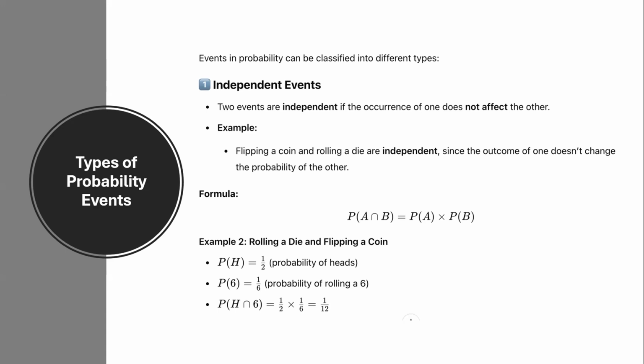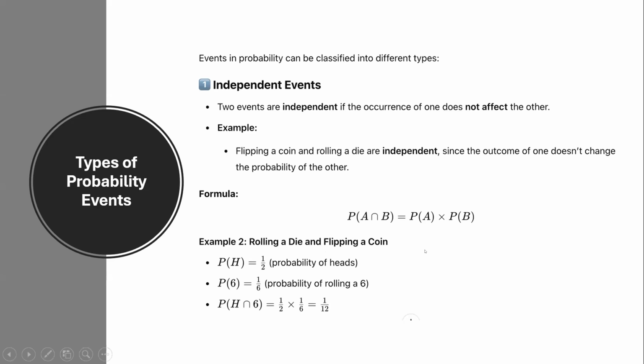So the formula was, it's an AND operation, A intersection B, because I want these two things to happen together. We represent it using the intersection operator, P(A ∩ B). In the case of independent events, the formula is P(A), the probability of event A, multiplied by the probability of event B.